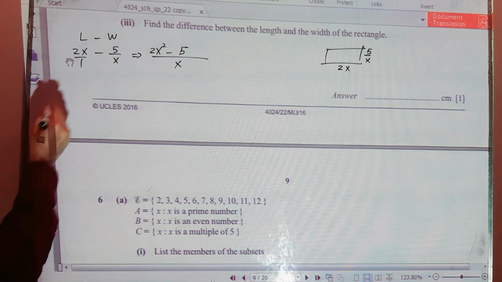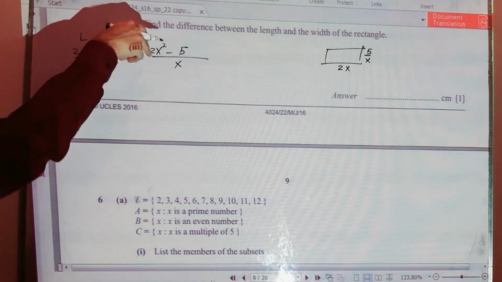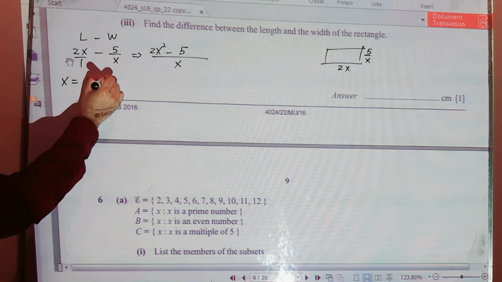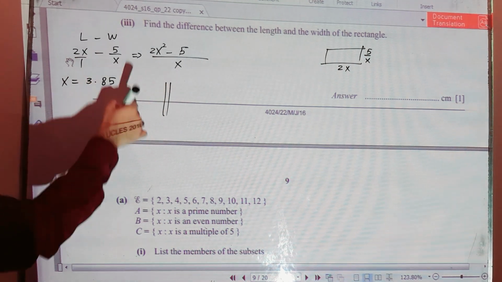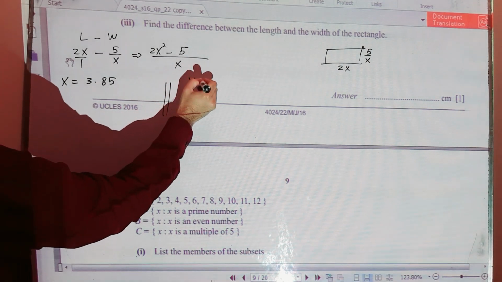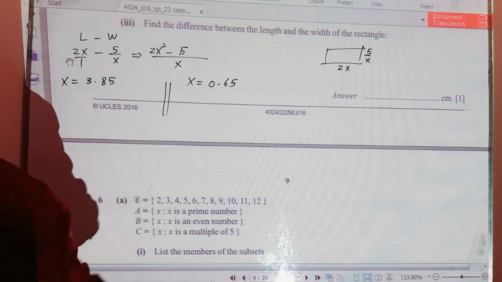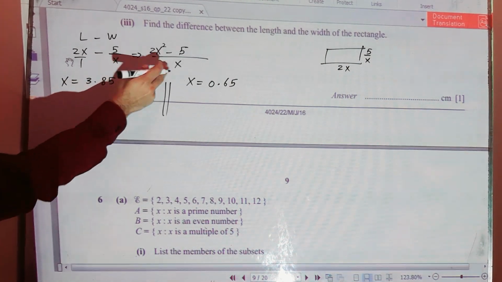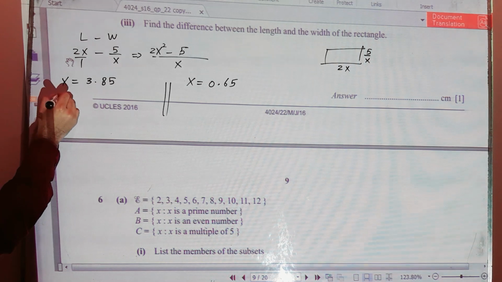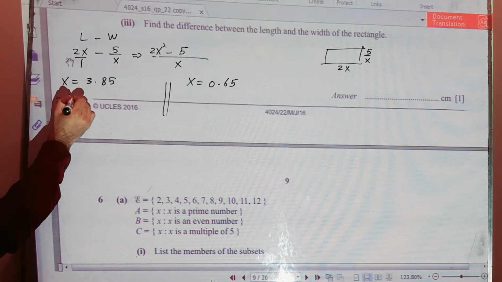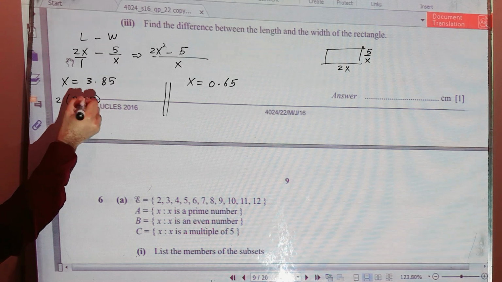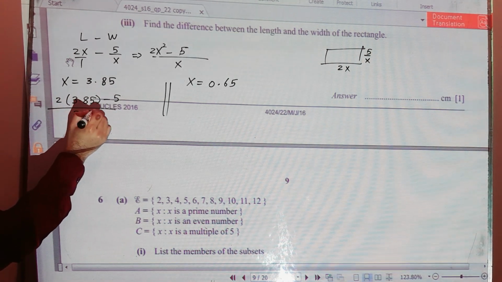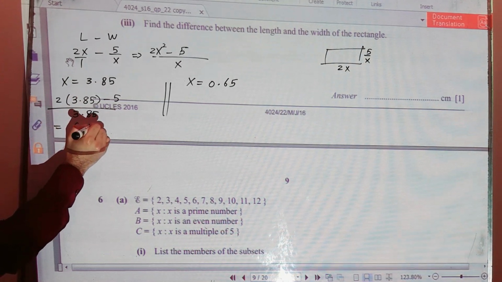Now you need to find the value of this expression when x is 3.85, as we have obtained the value for x in our previous part, and when x is 0.65. Simply put the value of x equal to 3.85 over here. So the difference for length and width will be 2x square, where x is 3.85 in this case, minus 5 over 3.85. That will be 6.40.